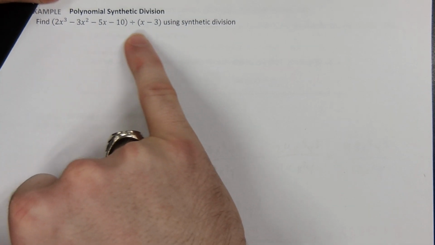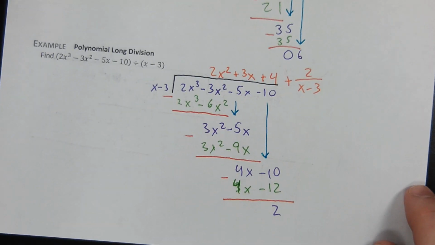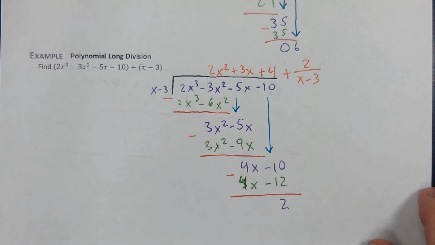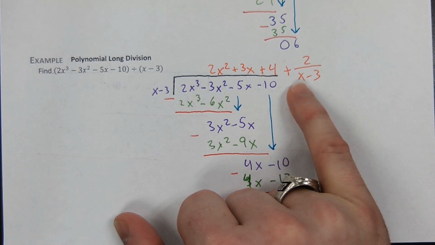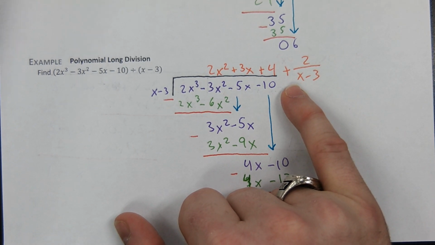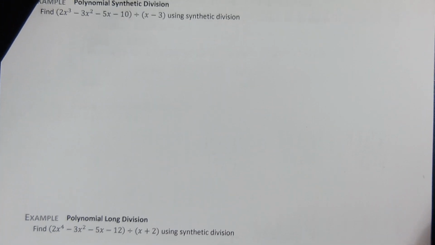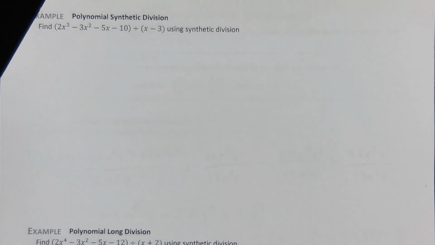This example is the exact same example that we did yesterday at the bottom of the page. The first polynomial long division question we did. Here I solved using long division. So we see what our answer is. We're going to get the exact same answer, but this time we're going to get there using synthetic division. What is synthetic division?